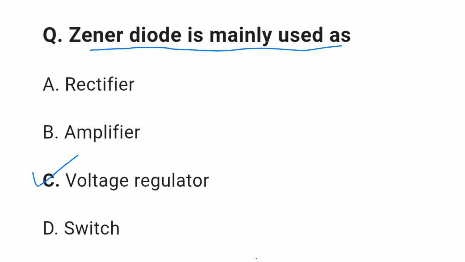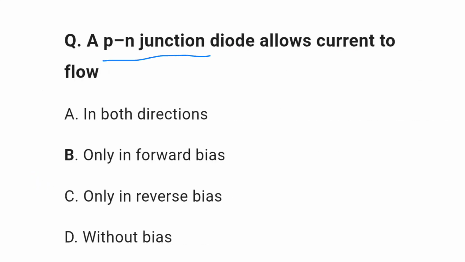Next question. A PN junction diode allows current to flow in both directions, only in forward bias, only in reverse bias, without bias. The right answer is option B, only in forward bias.